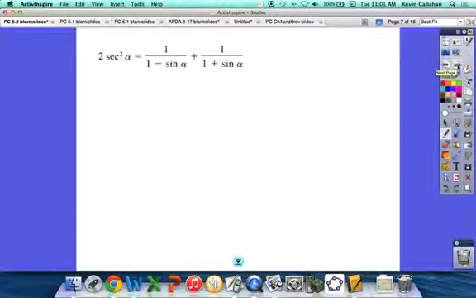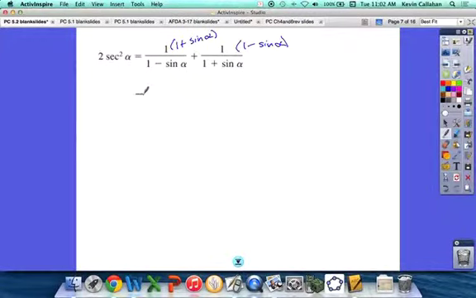Which is the more complicated side here? The right side. And I think this was a homework problem that we had, or one of the examples that we went through, right? How did we simplify the right-hand side in the last lesson? We had to find a common denominator, right? And you had to multiply this term by 1 plus sine alpha, and this was times 1 minus sine alpha, and that was divided by 1 plus sine, 1 minus sine.